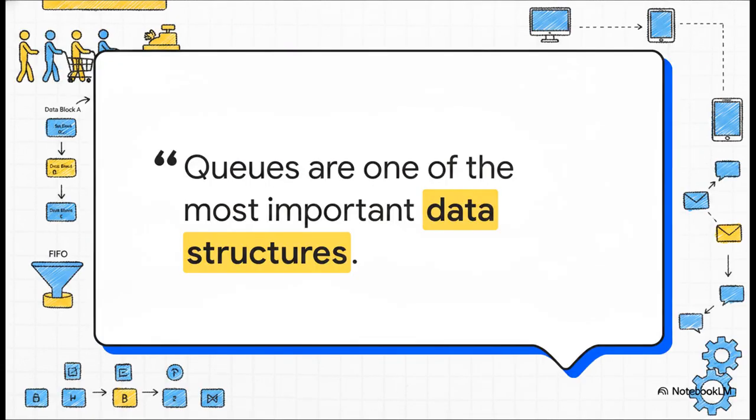I want to leave you with this final thought from our source material. Queues are one of the most important data structures in computer science and form the foundation of many real-world computing systems. It is absolutely amazing to realize that a concept as simple as waiting in a physical line secretly powers our entire digital infrastructure. So, the next time you're standing in line at the grocery store, I want you to ask yourself, where else in my digital life is a queue silently organizing the chaos right now?